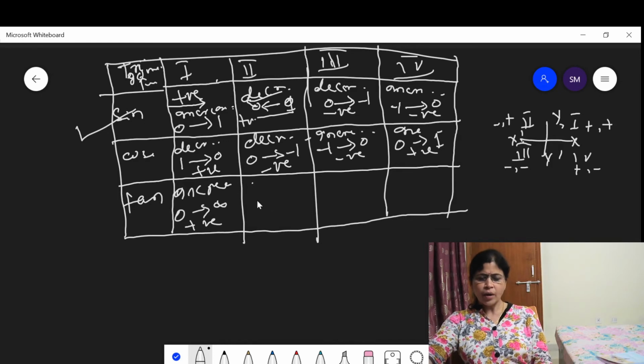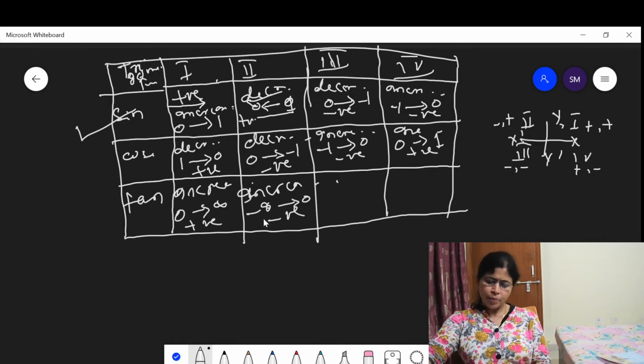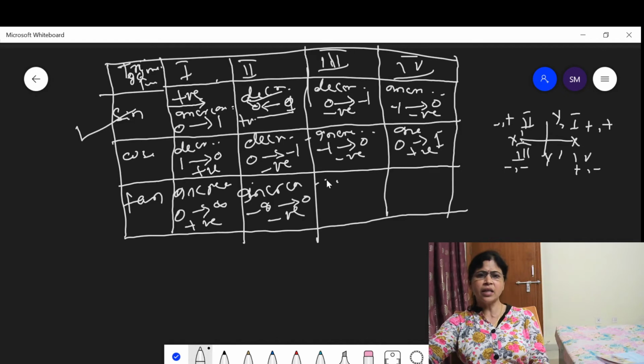And in the second quadrant it is in increasing mode from -infinity to 0, which means the value is negative. In the third quadrant it is in increasing mode from 0 to infinity, which means positive. And in the fourth quadrant it is also in increasing mode from -infinity to 0, which means the value is negative.